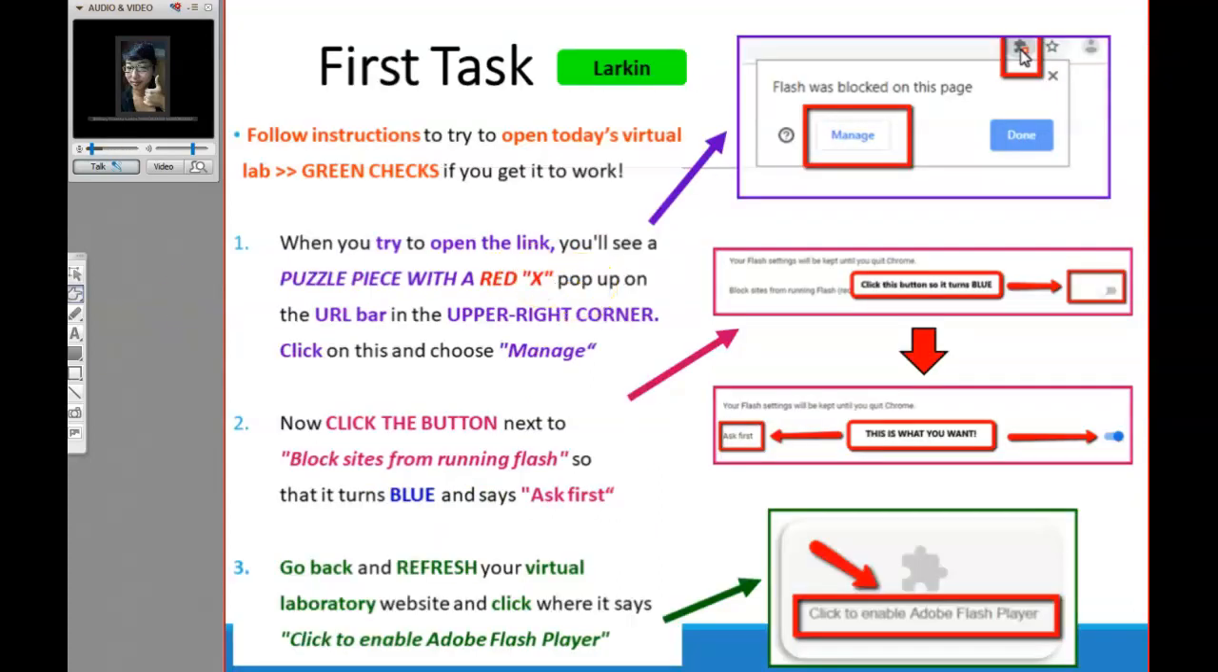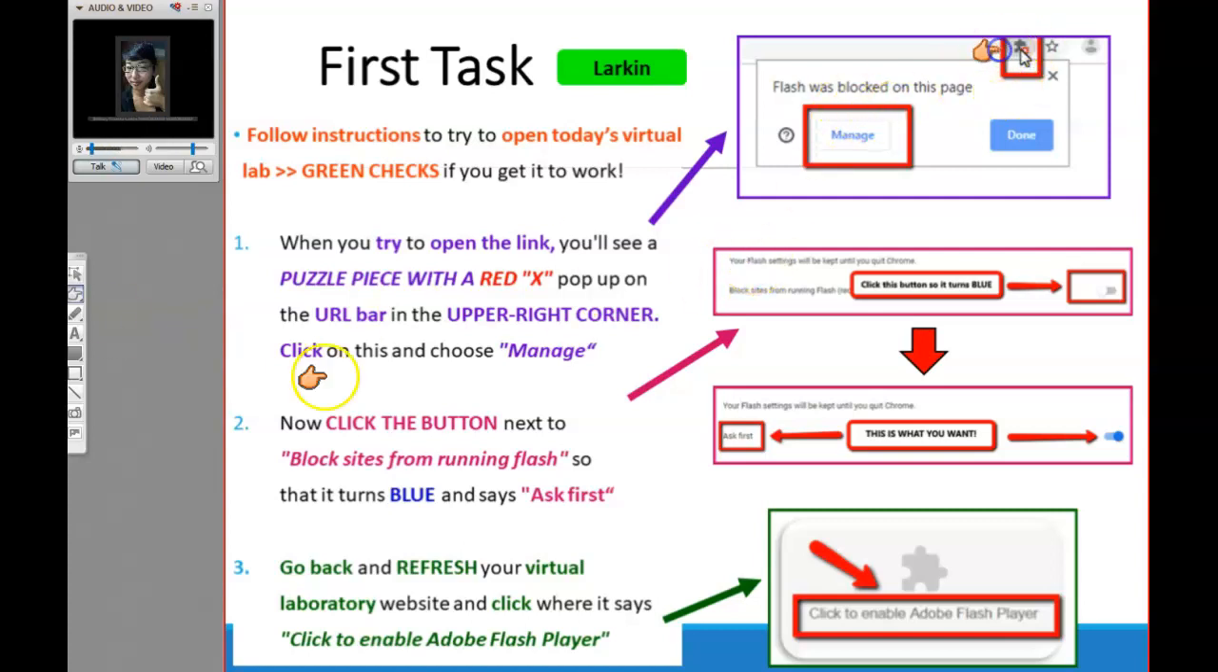All right, so here are those instructions one more time. When you first open it up, you'll see a puzzle piece with a red X in the top corner. I do recommend doing it in Google Chrome because Google Chrome tends to allow Flash to work better. Some of the versions of Firefox don't allow Adobe Flash at all. Okay? And Laura, I got you. I know that you will be staying after class to help get it figured out.